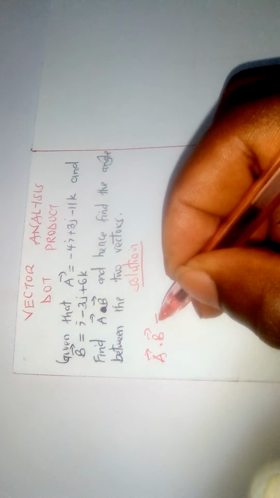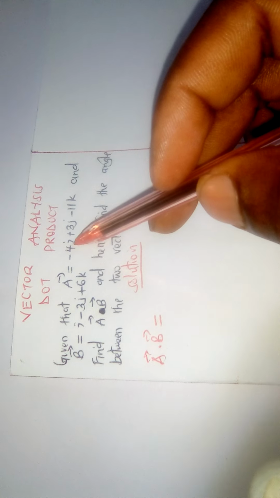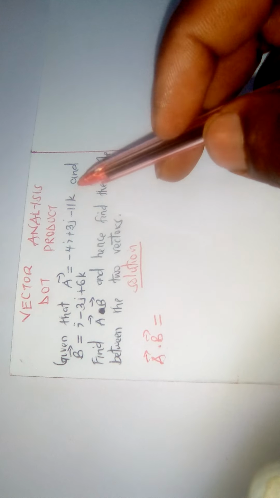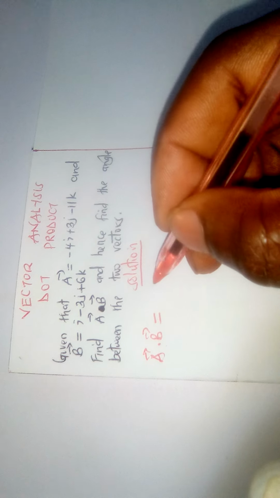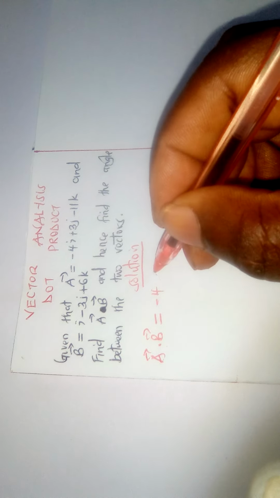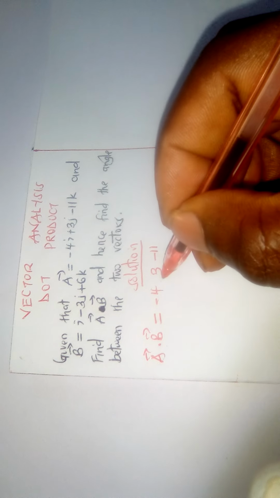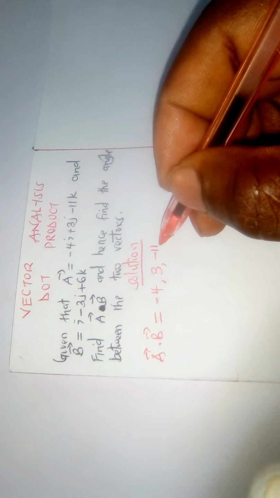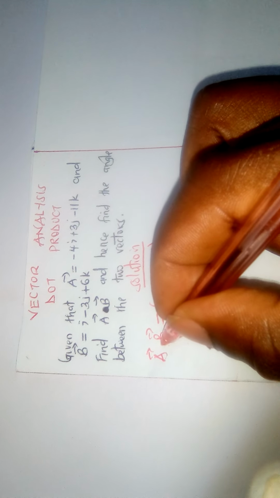First of all, you are supposed to write the coefficients, that is negative 4i plus 3j minus 11k. So you write the coefficient of i, j and k in this manner. So you just write negative 4, 3 as well, and negative 11. You can put a comma there to separate those coefficients. Then just put a bracket there because we want to see how we can work out the dot product.